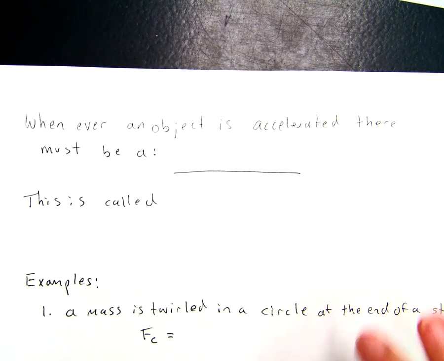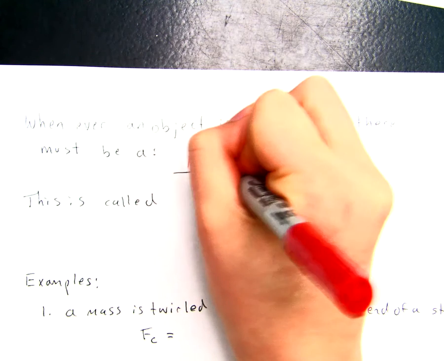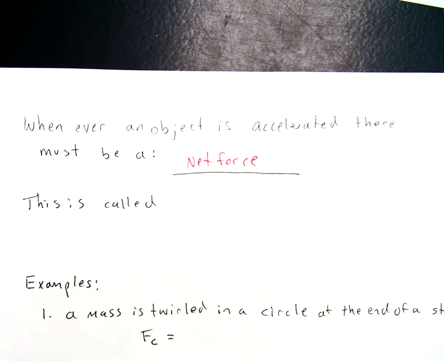But we know that whenever an object is accelerated, there has to be a net force. That's according to Newton's second law. If there's an acceleration, there has to be a net force. This is called the centripetal force.